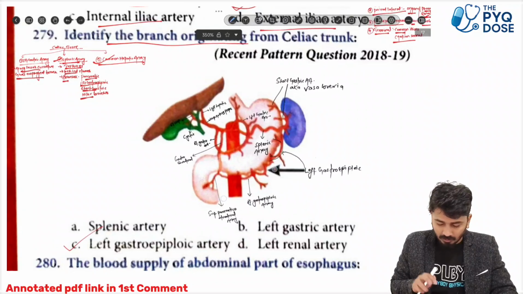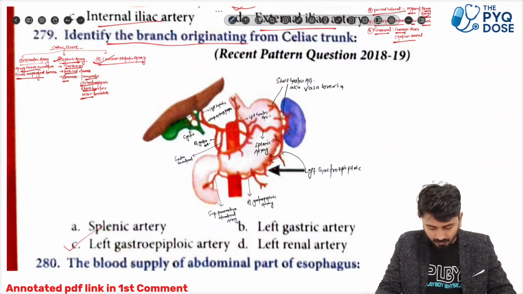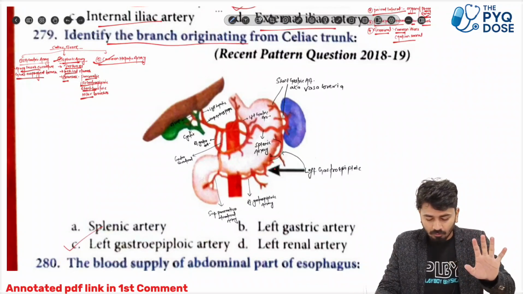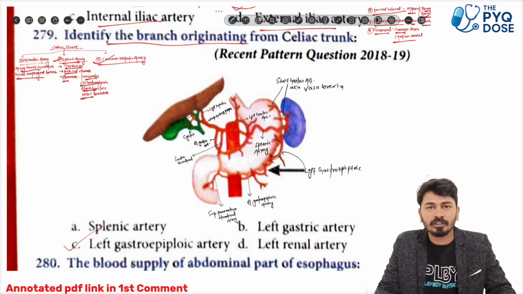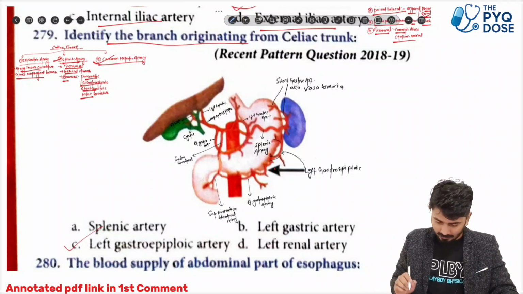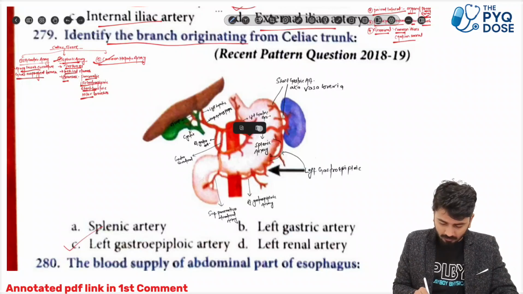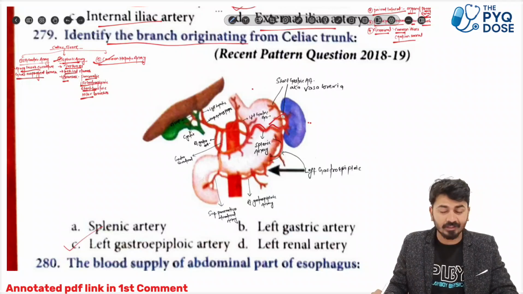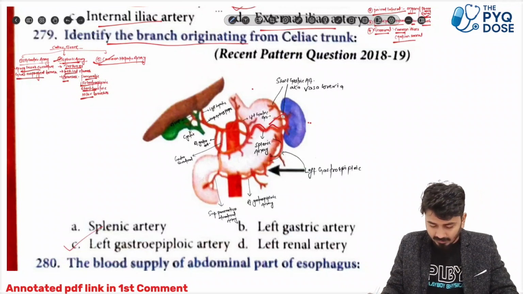So they have given us this figure. Can you pause here and, without looking at anything, tell me which is the splenic artery? I told you, tortuous in nature. Pause it and then tell me. This one. Look, this is tortuous in nature, so this is nothing but the splenic artery.